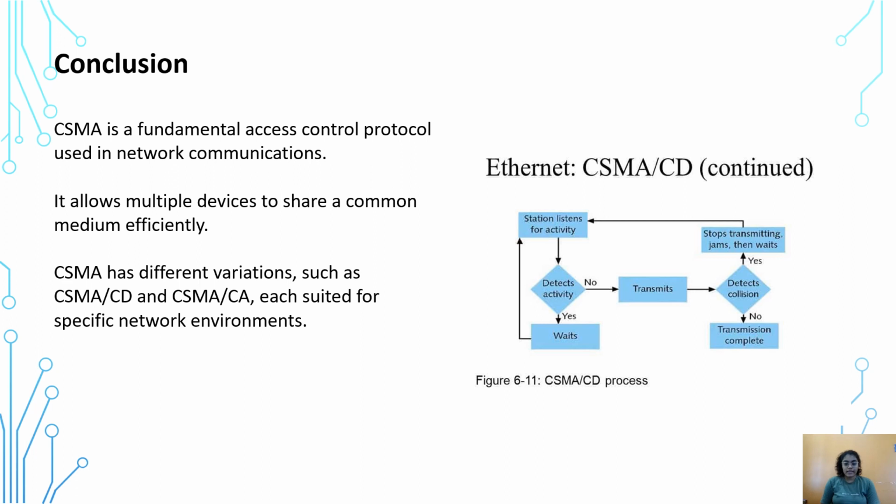Conclusion. So now let us discuss the conclusion. CSMA is a fundamental access control protocol used in network communications. It allows multiple devices to share a common medium efficiently. CSMA has different variations such as CSMA-CD and CSMA-CA, each suited for specific network environments.